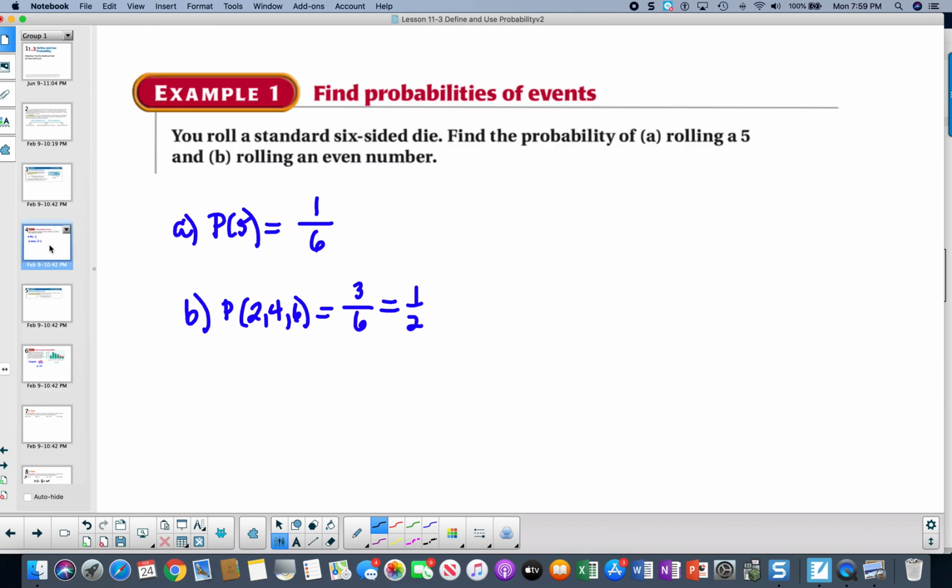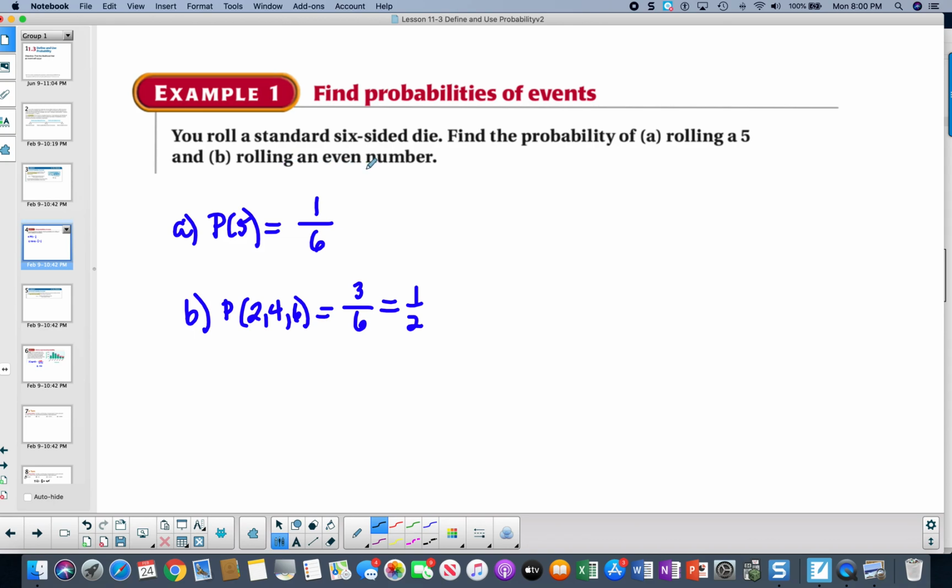If you roll a standard 6-sided die, find the probability of rolling a 5. So the probability of rolling a 5, the favorable is 1, and the total number is 6. So we say the probability is 1/6.